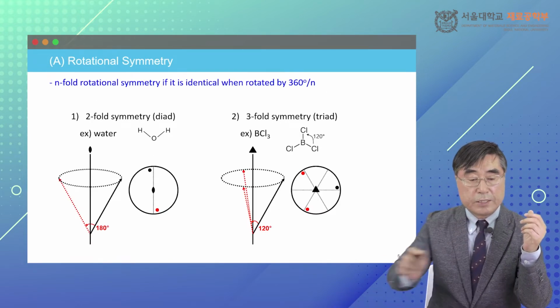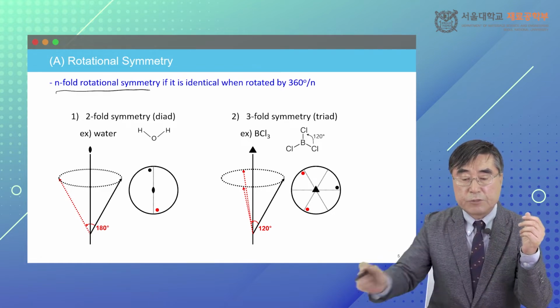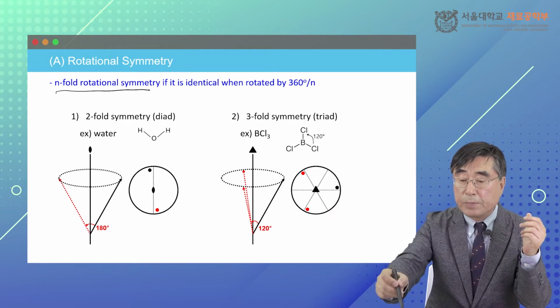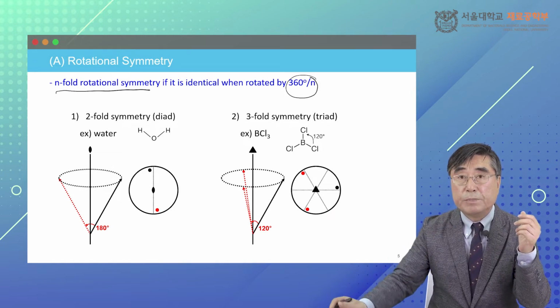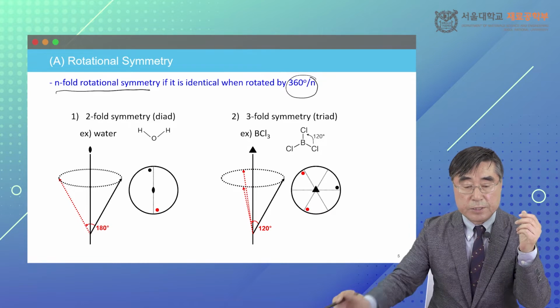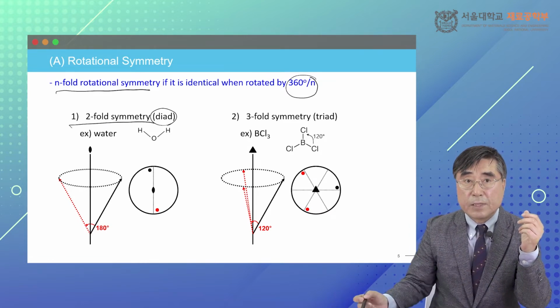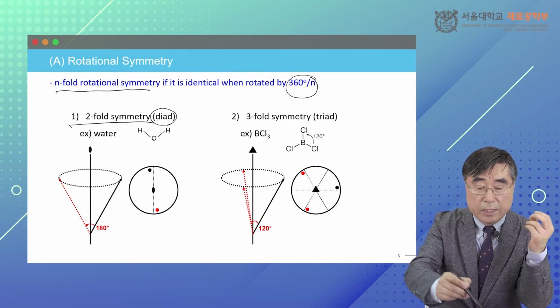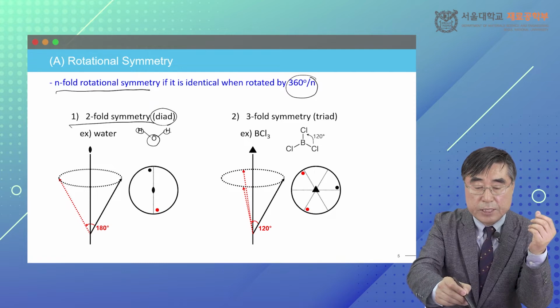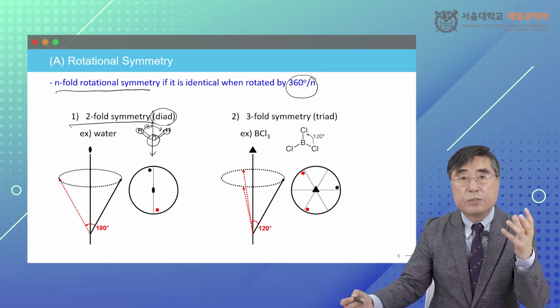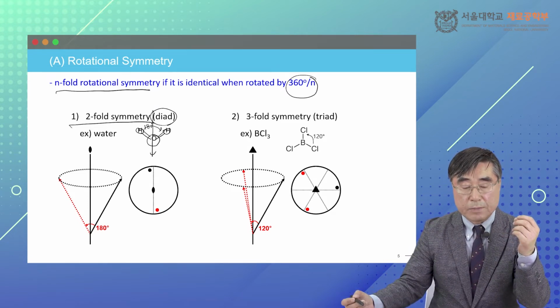For instance, there's n-fold rotational symmetry, if it is identical when rotated by 360 degrees divided by n. For instance, two-fold symmetry, which we call dyad. For molecules, water has the two-fold symmetry because there's oxygen and there are hydrogens. And here, if you're looking from the top, this hydrogen, rotated by 180 degrees, has two-fold rotational symmetry.